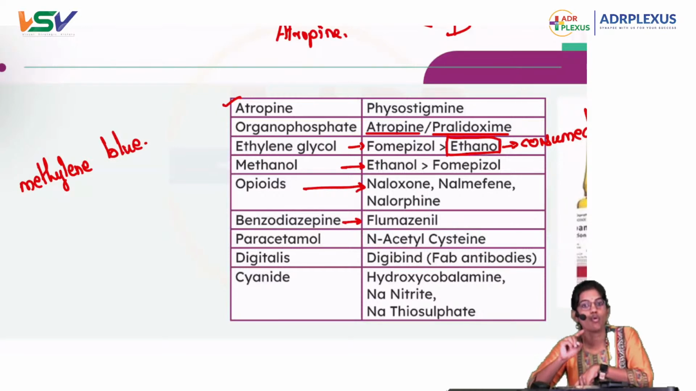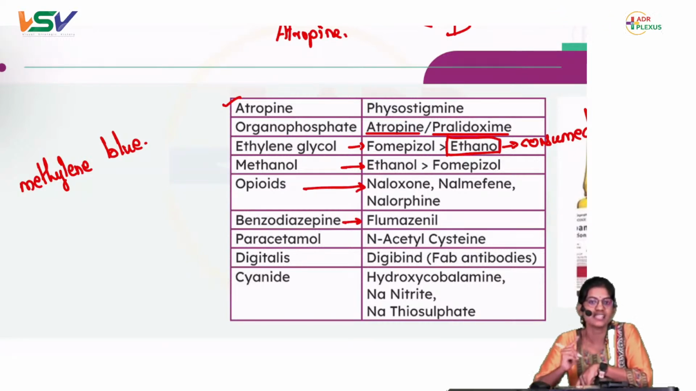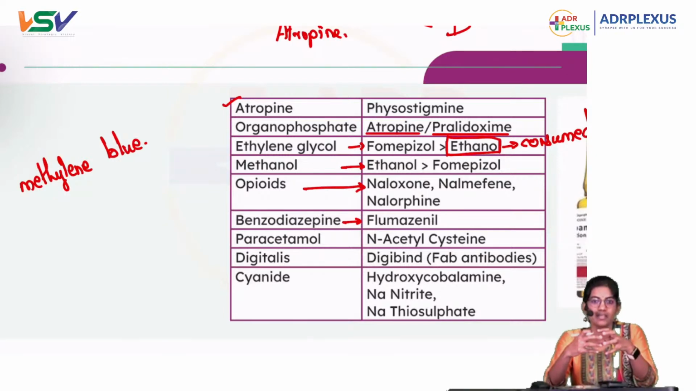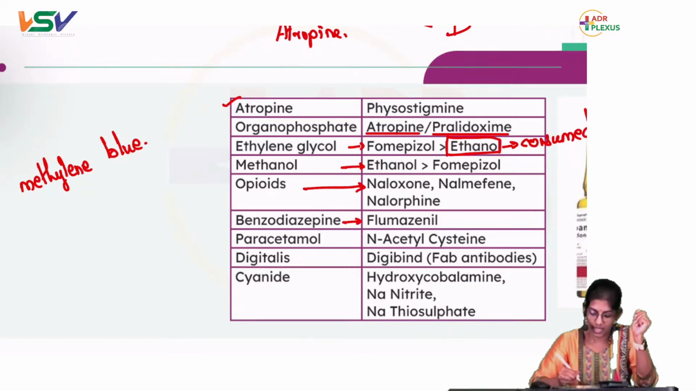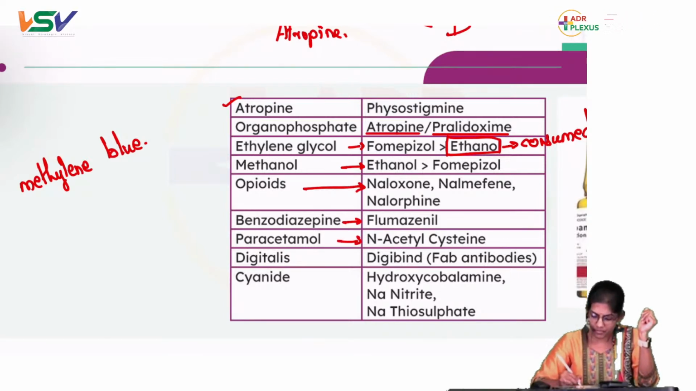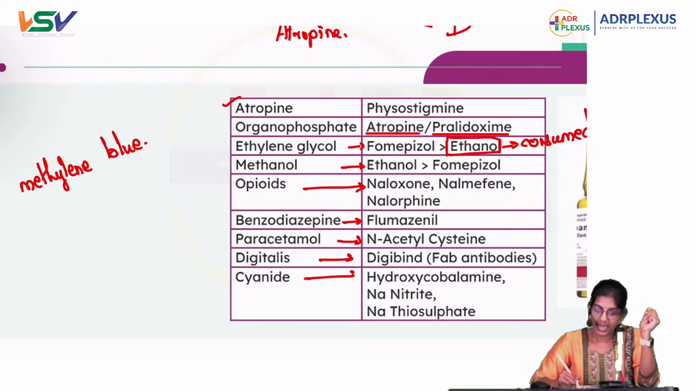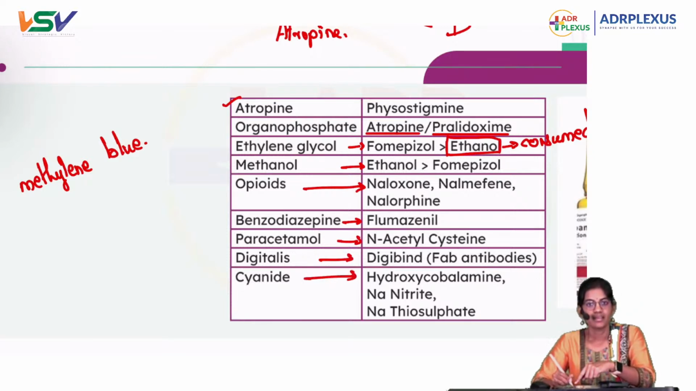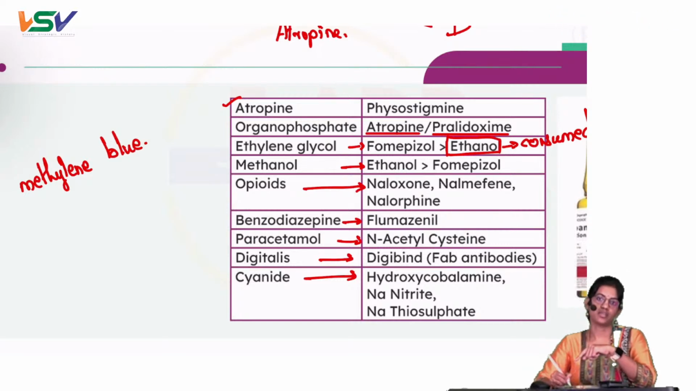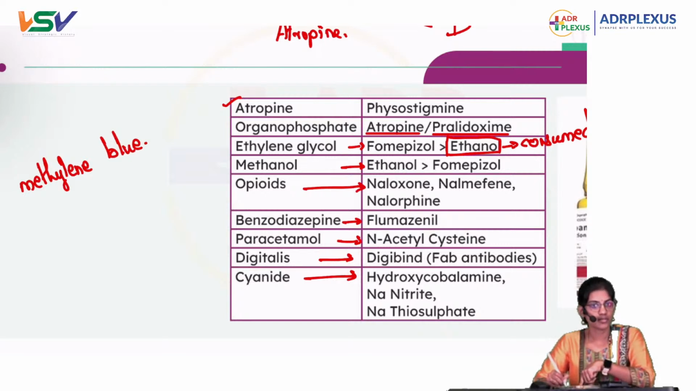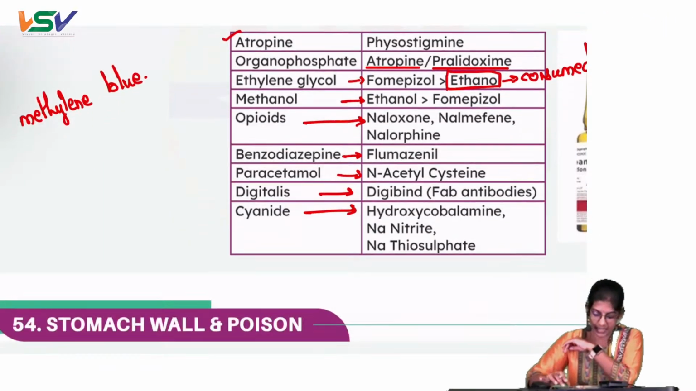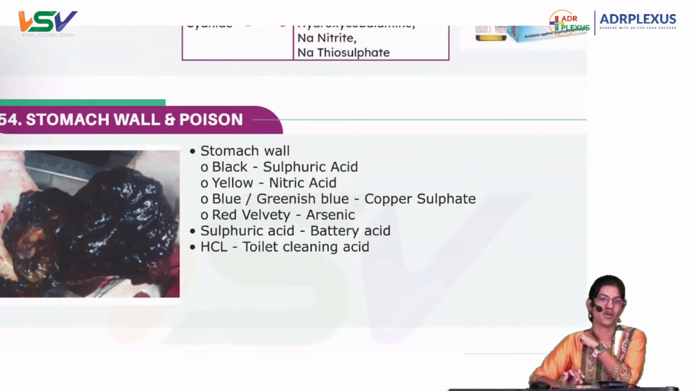See, fomepizole, O for alcohol, OH group, right? Flumazenil, benzodiazepines. These are just so you don't get confused. Paracetamol, N-acetylcysteine. Digitalis, Digibind. Cyanide: hydroxocobalamin, sodium nitrite, and sodium thiosulfate. You're producing methemoglobin and then you're giving sodium thiosulfate so that thiocyanate comes out, right? Then you have the stomach wall.